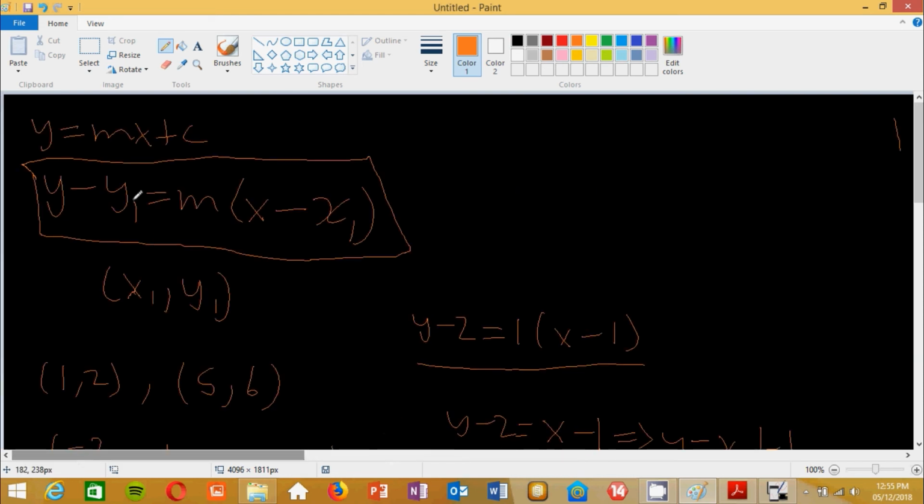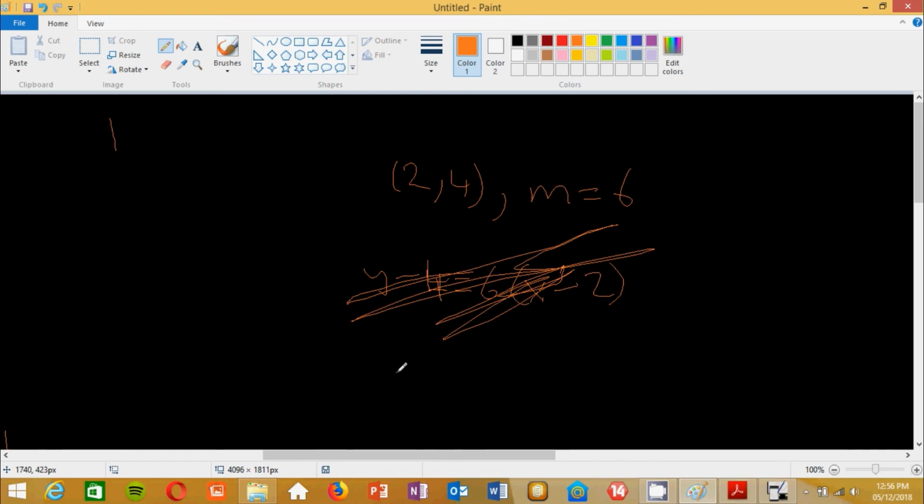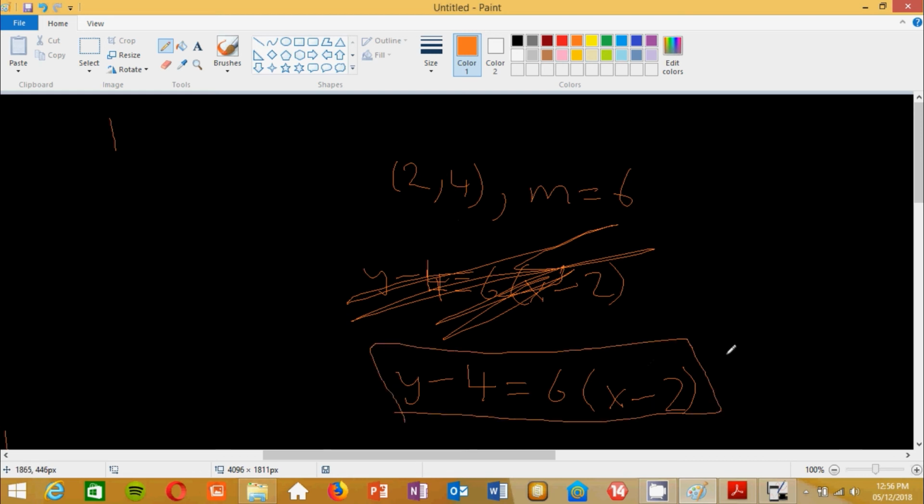Well, again, just use this format here. y minus y1 is equal to m multiplied by x minus x1. You have already been given the gradient as 6, and you've already been given a coordinate x1 and y1. In this case, it's 2, 4. So simply plug it in. y minus 4 is equal to 6 multiplied by x minus 2. Your x1 is 2, your y1 is 4, and you can simplify this and you would get your equation of a straight line.